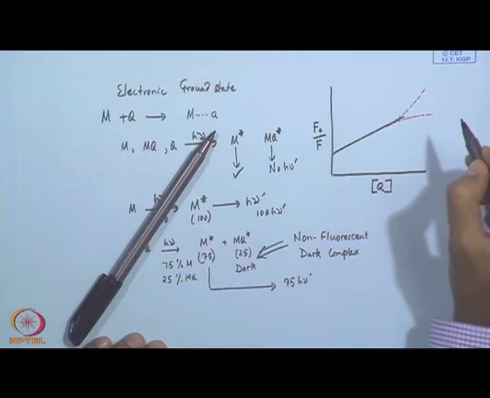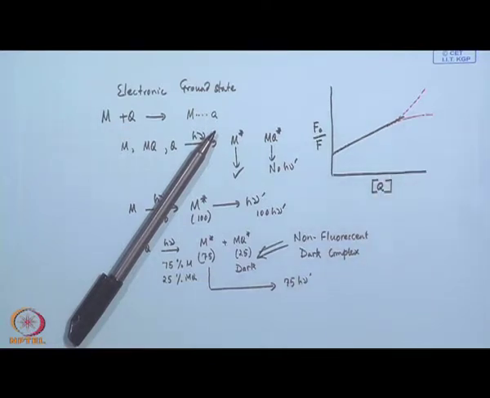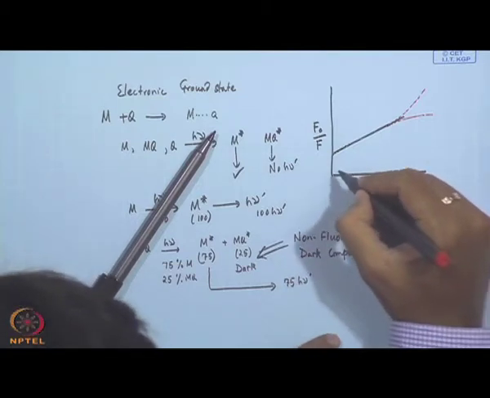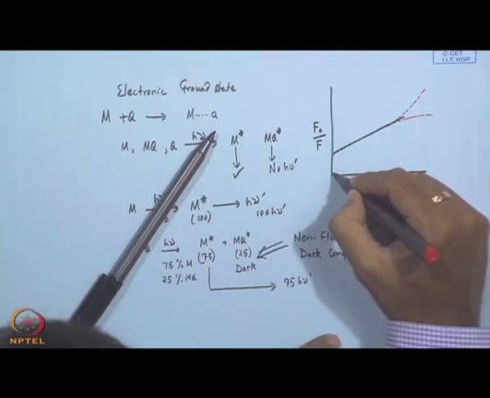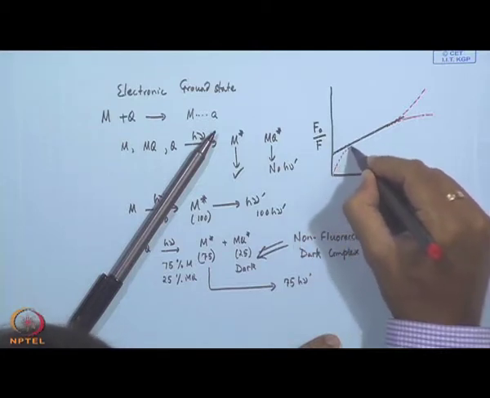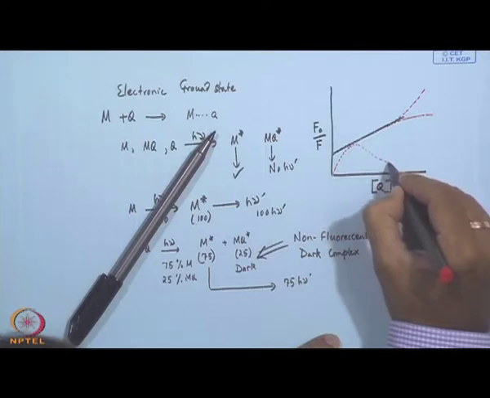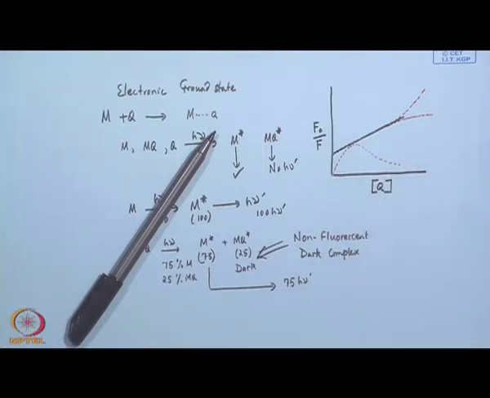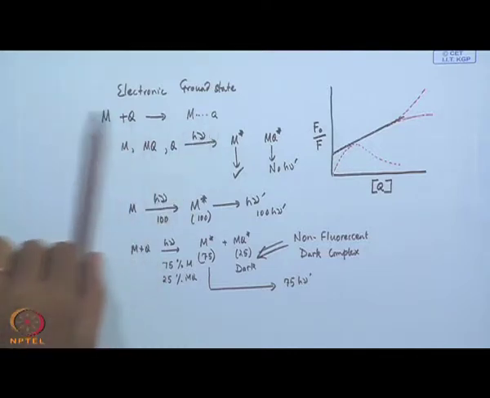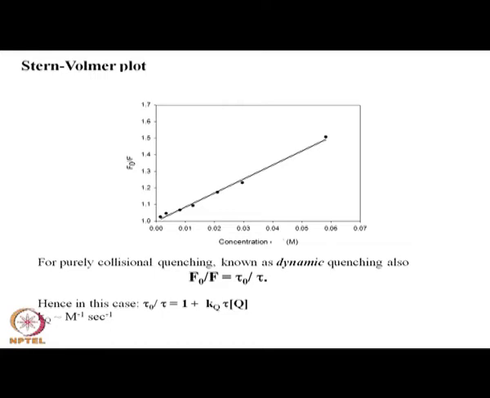These are the further complications, or in some cases you may find that fluorescence initially increases and then goes to a maximum, followed by a reversal in fluorescence. That is also observed very recently. So, those things I will take up separately, but right now we would just like to understand what is happening with the simplest case. So, purely collisional quenching, known as dynamic, F0 by F is equal to tau 0 by tau. This is a standard relation. You should remember this very carefully.